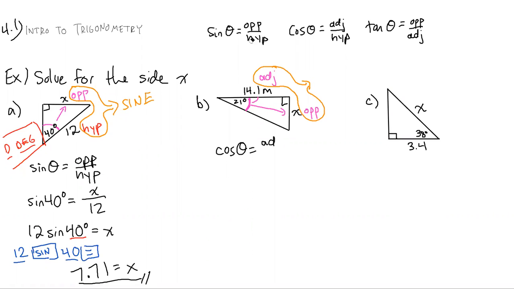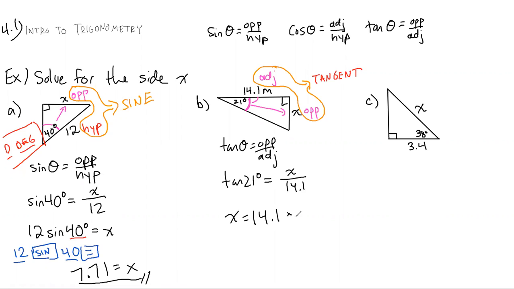Tangent. Write that in red. Fooled you. As I was writing it, I realized there's supposed to be a hypotenuse there. Okay, so tan theta is opposite over adjacent. Plug in what we've got. Tan of 21 degrees is the opposite, which is x, over the adjacent, which is 14.1. So I can solve for x by bringing the 14.1 up and multiplying it by tan of 21.